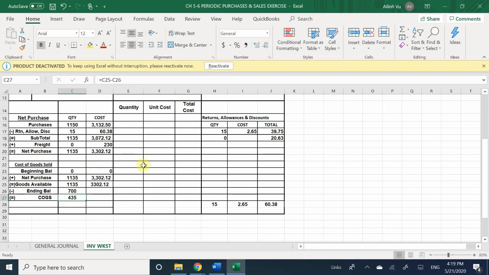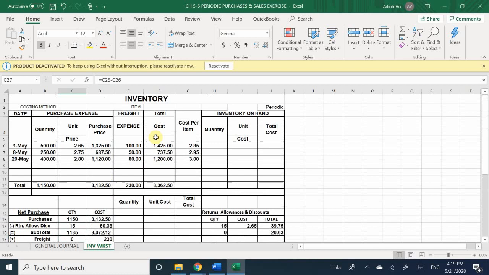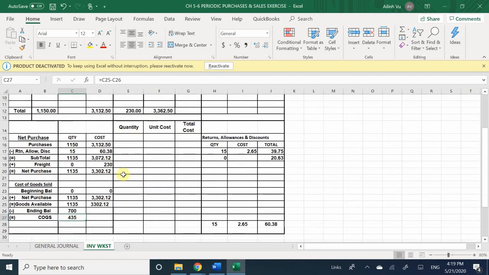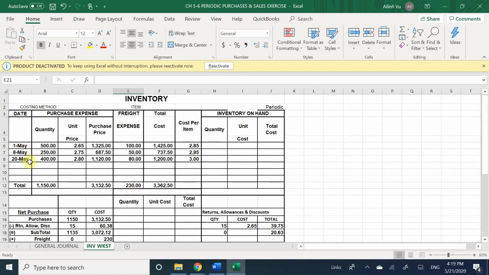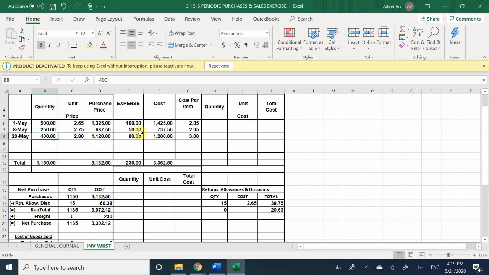So again, we need to recognize that no matter what numbers we dip into, we need to end with 435. So let's go ahead and look into the first batch. So what method are we using? LIFO. So which batch are we going to dip in for first? The May 20th, the full amount. The full amount, yes. A total of 400 items. And the full amount of that was how much? 1,200.